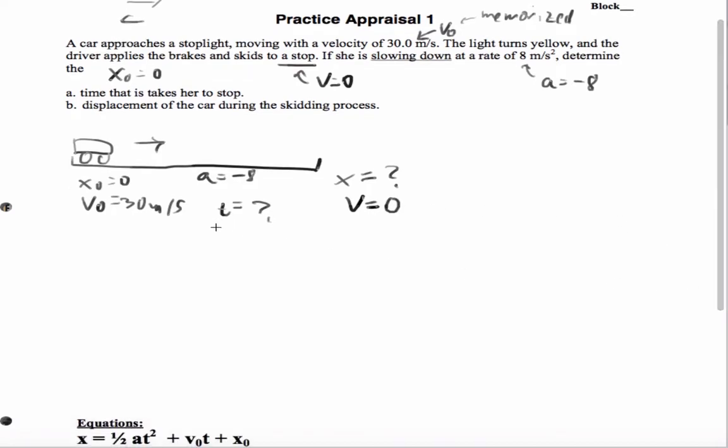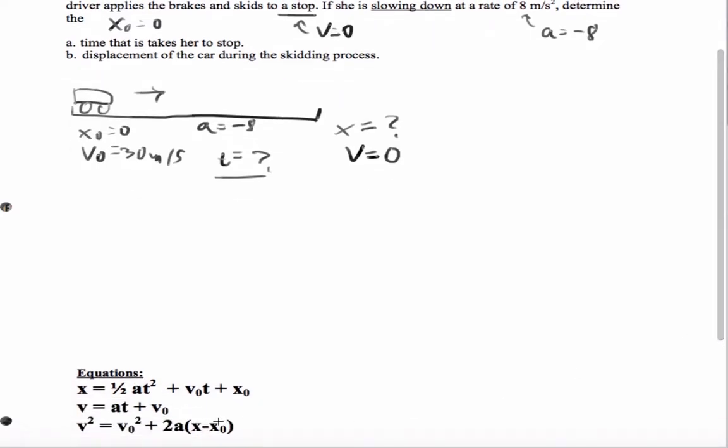So we don't know time, so what I'm tempted to do is actually use the second equation here, which I would give you. Sorry, not the second equation, the third equation, the no time equation. So I will go ahead and do that. So in this case, I will have v squared equals v naught squared plus 2a(x minus x naught). Let's go ahead and throw those numbers in. So I have 900 when I square the 30 equals 0 squared plus 2 times 8 times (x minus 0).